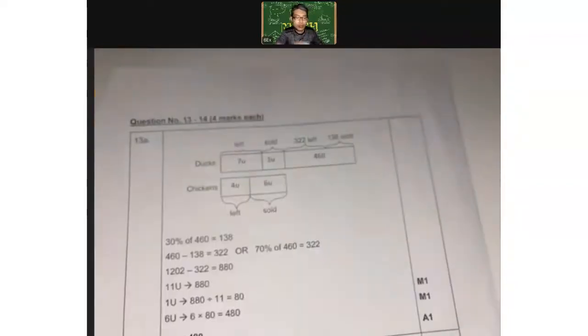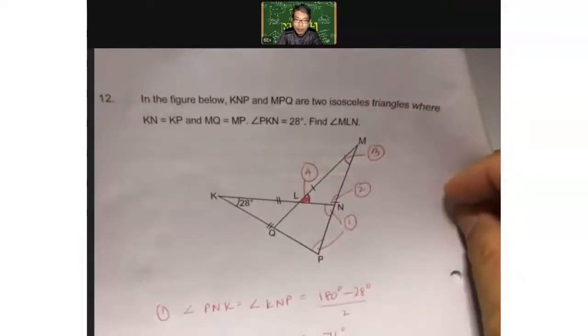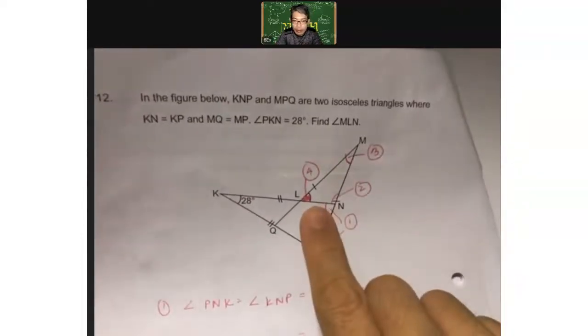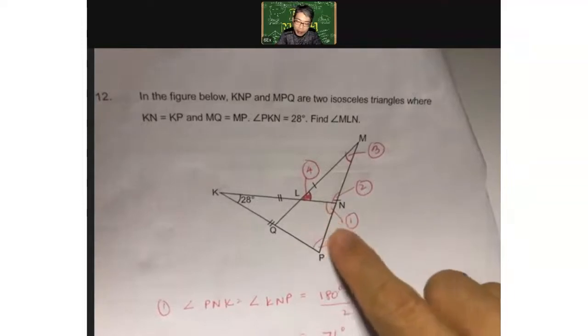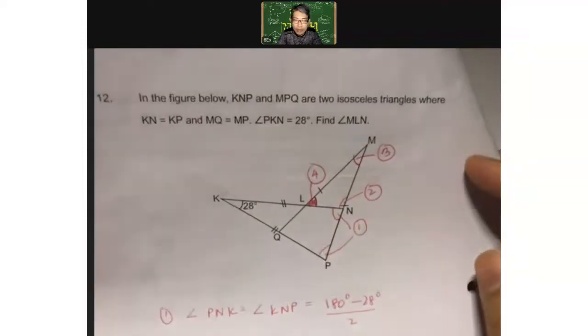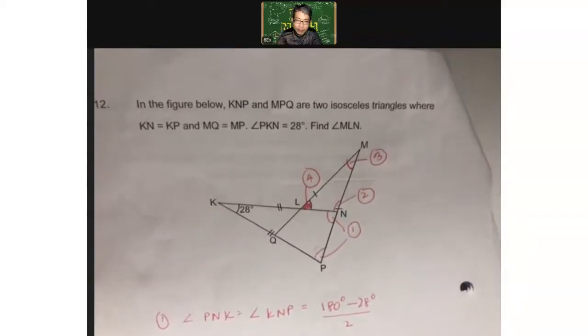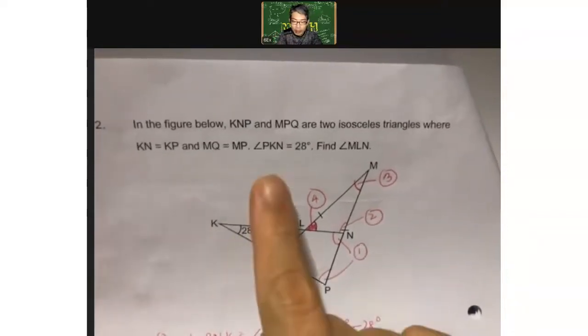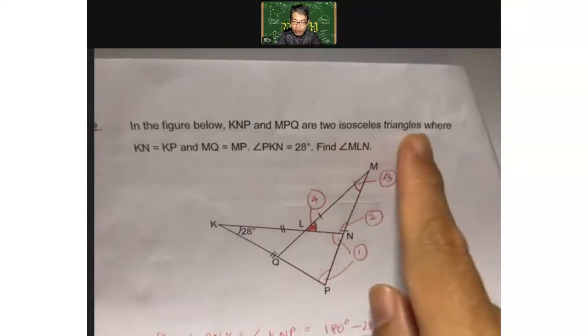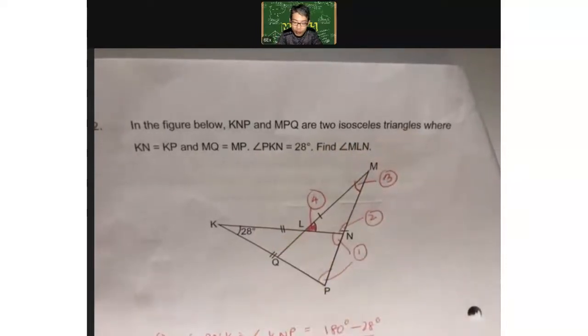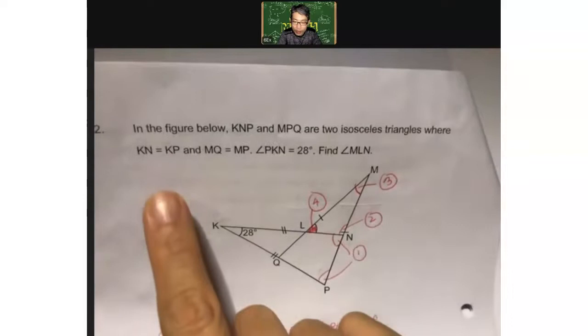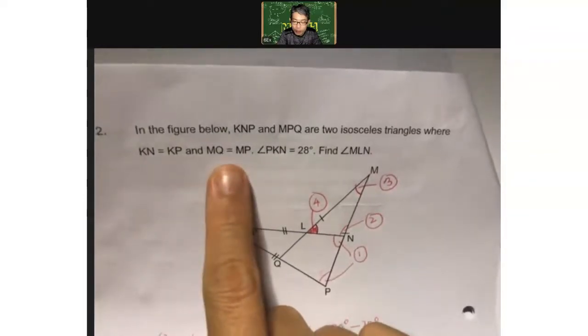Let's go on to question 12. As usual, I will highlight the angle I'm supposed to find, and then I'll write down my steps and work towards it. So let's think about the question first as to how do we get to the steps to get it. In the figure below, KNP and PMQ are 2 isosceles triangles. Okay, now they've given us the 2 pairs, very good. And tell us which lines are equal, right?